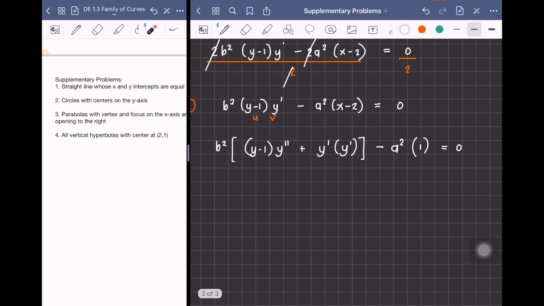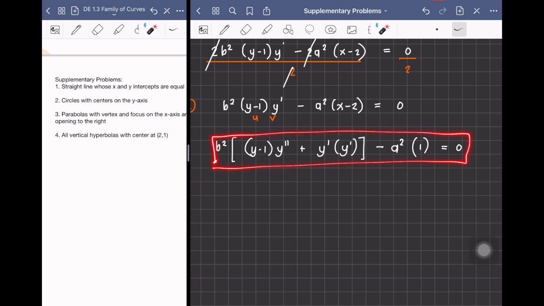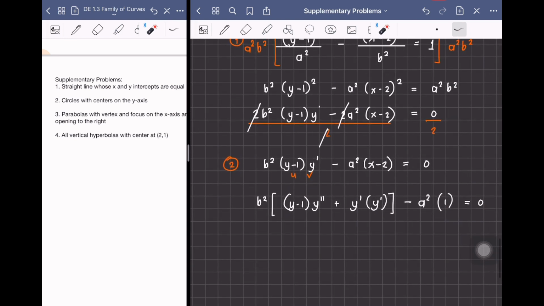Simplifying, what do we have? The 1 here will just disappear. B squared, y minus 1, y double prime, plus y prime, or y prime squared, minus a squared will be equivalent to 0. So in this equation, before we simplify it, we did not eliminate our constants a and b. Right? We were not able to eliminate a and b.